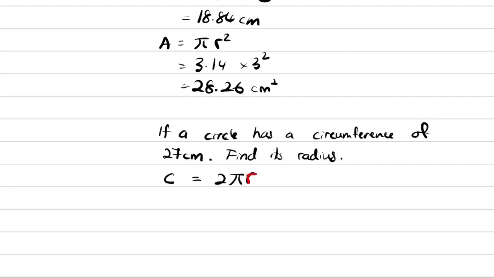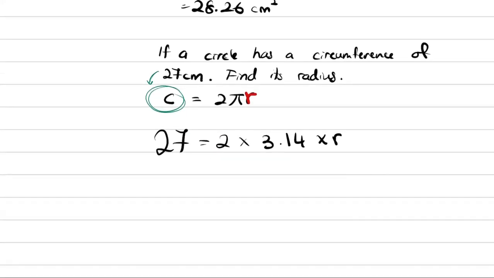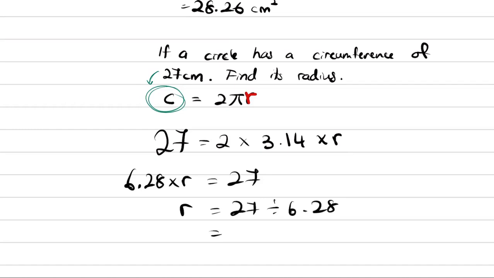So now our unknown is the r. We don't have our radius, but what do we have? We have our circumference, which is given to us right here. So we are going to write 27 is equal to 2 times 3.14 times r. In order for us to find r, we need to use division. So r is equal to 27 divided by 2 times 3.14. 2 times 3.14 is 6.28 times r is equal to 27. R is equal to 27 divided by 6.28, which is equal to 4.29936 centimeter.